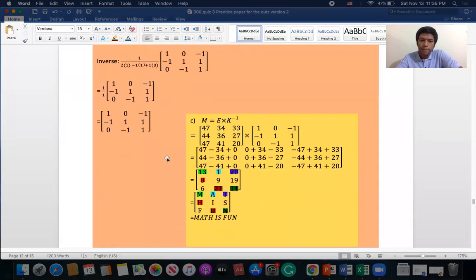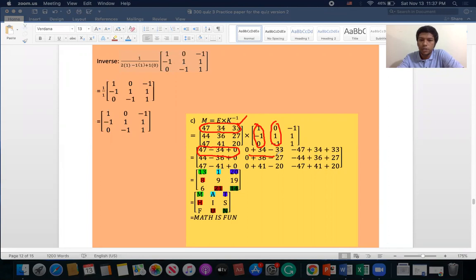Then E into K inverse 1, this is the value of E given here. K inverse 1 means this value. We multiply it here. The rule is we multiply this line with this, the matrix multiplication rule. Then we put it here. Then again this line with this. Then we put it here. Again this line with this. Then we put it here. Then we go to the second line and follow the same process.